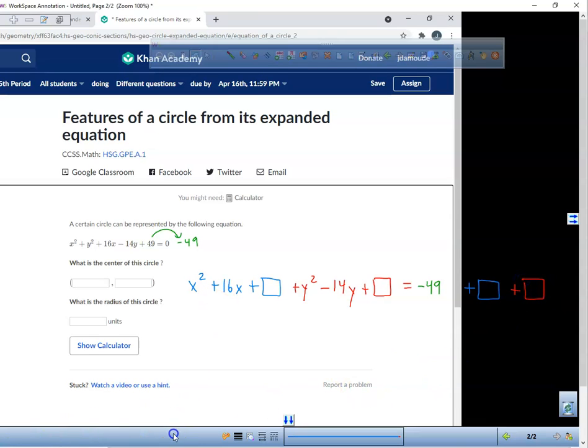All right, let's check this out, guys. Here we go. What is half of 16? Half of 16 is 8, and 8 squared is 64. So you put 64 here and 64 there. What's half of negative 14? Negative 7. And negative 7 times negative 7 is 49, right? Oh, look at this. That negative 49 cancels out that positive 49.